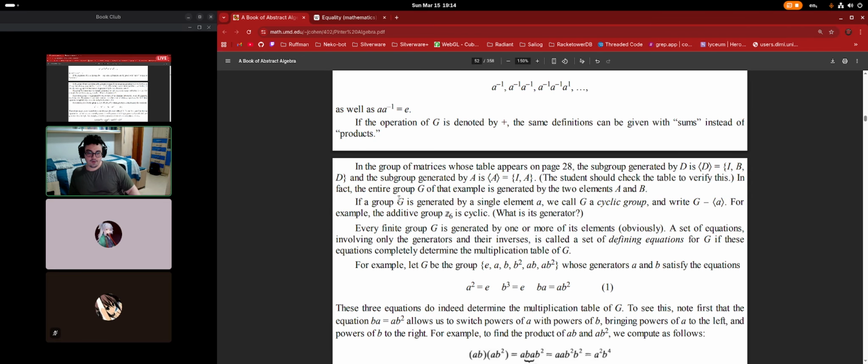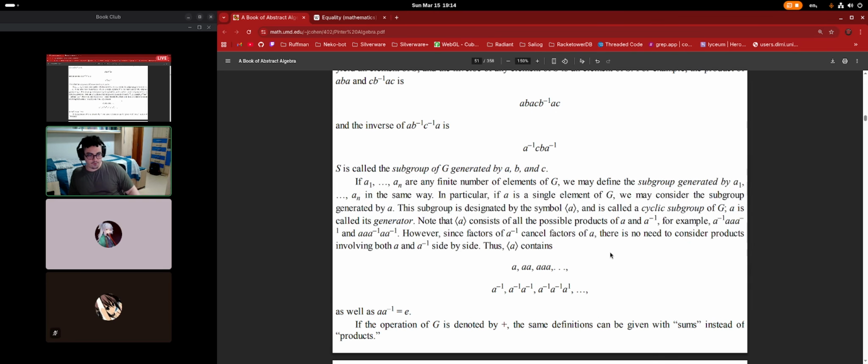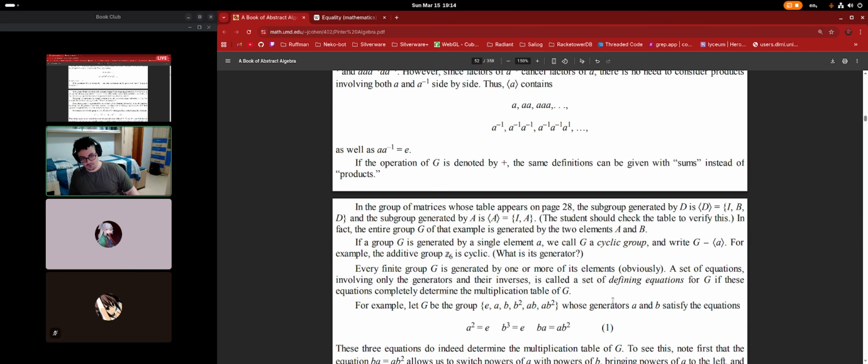If a group G is generated by a single element, we call G a cyclic group, which I have no intuition why the word cyclic was chosen, but it is what it is. And then we write it like this.